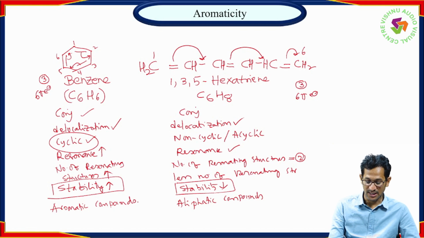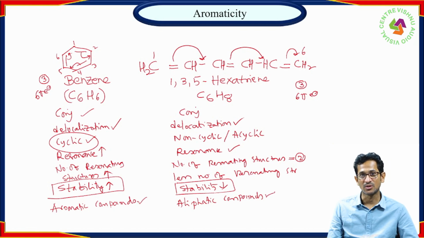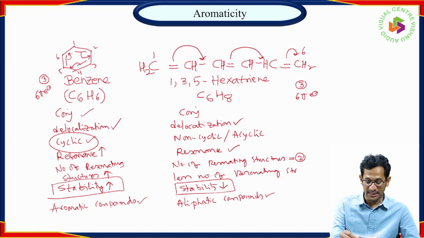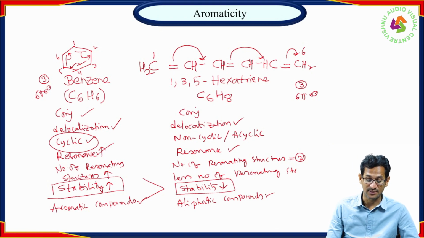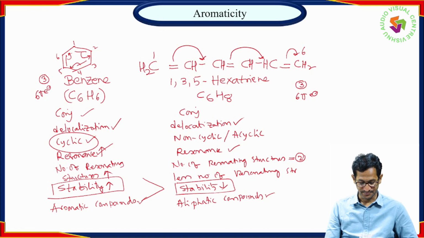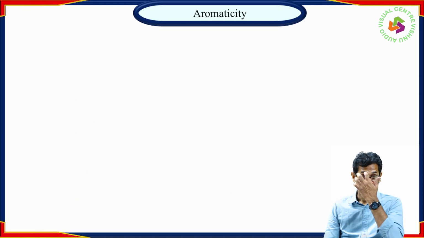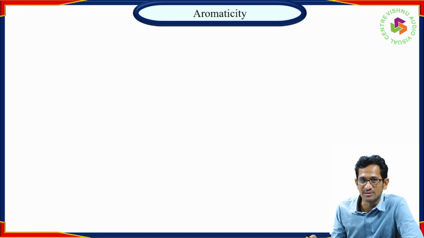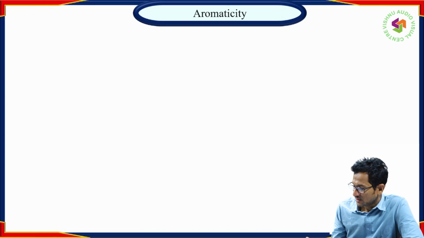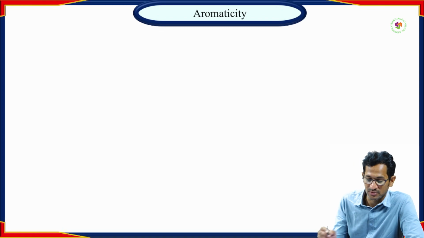Right? So, aliphatic compounds and aromatic compounds. Aromatic compounds are always more stable than aliphatic compounds. That is due to resonance. Next, what are the conditions required for aromaticity? Is a cyclic structure, delocalization, etc. enough? Now we discuss the conditions required for aromatic compounds.